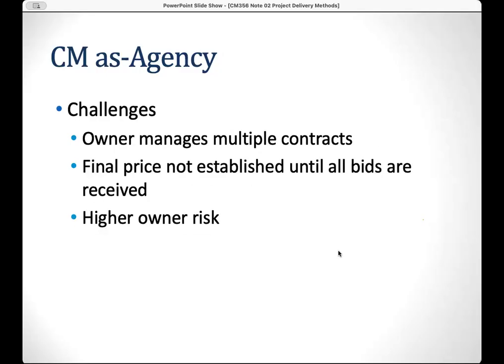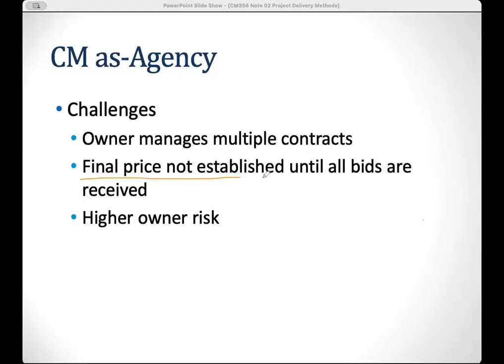And if we're looking for the challenges, you will see the owner is still managing all those contracts. The owner has to sign and manage the contracts with the multiple general contractors, right? So the owner still needs to manage the contract between the design team and the owner, and also the CM as agent CM team with the owner, right?